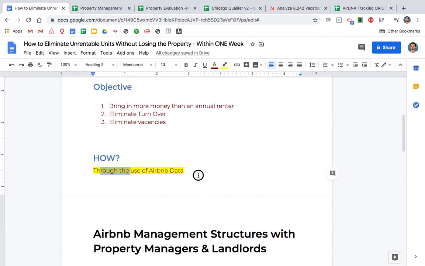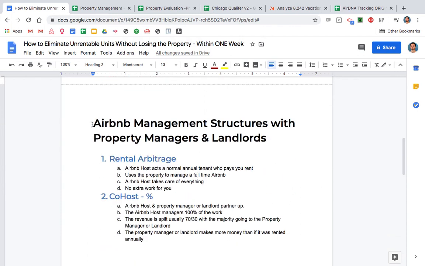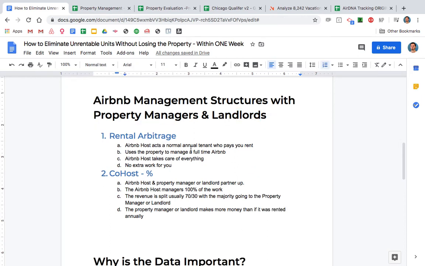We're going to do this through the use of Airbnb data, okay? Now, to give you an understanding, for anyone who doesn't understand these two different scenarios that are showing up right here, I'm going to walk you through them. For anyone who has an Airbnb management company or does Airbnb management at all, there's two different structures they can approach a property manager or a landlord with to set up contracts for the units these guys own. The first one is going to be referred to as the rental arbitrage model. It's the more common model. It's one you've probably been approached about already.